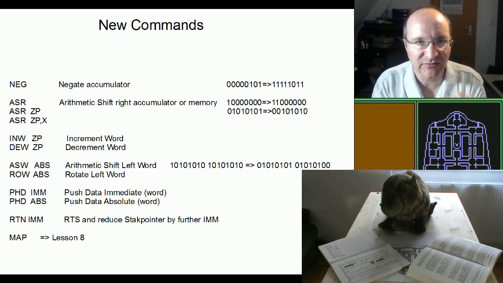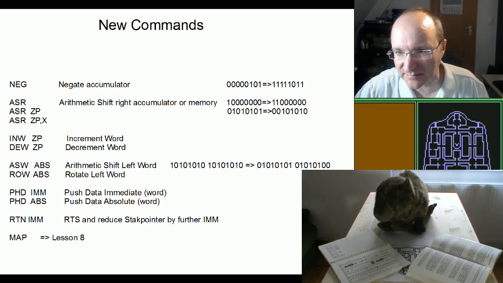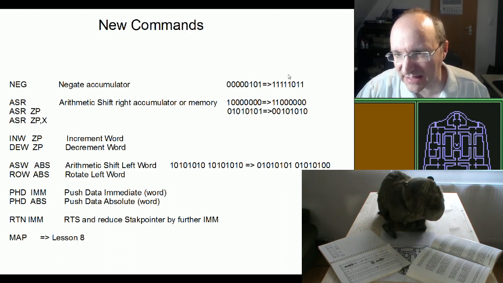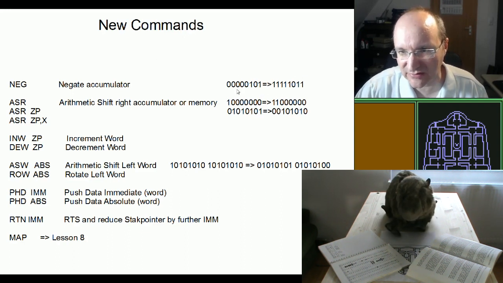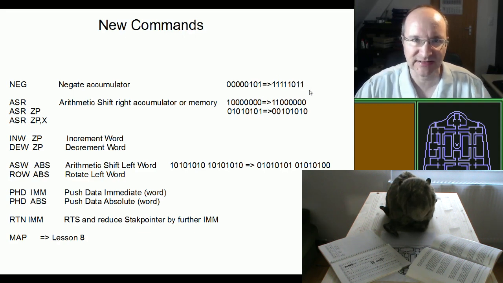So you would replace, like for example here, 5 by this value, which is -5. And how do I come from here to here? I just invert everything, and then I add 1 to the result, and this is then exactly -5.